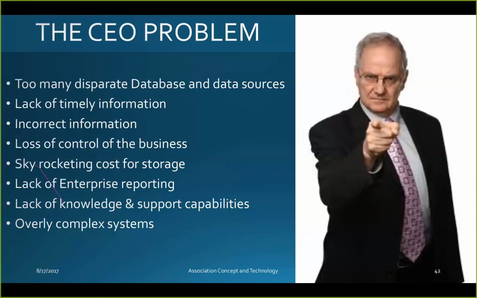Second part is the incorrect information. We know data is entered from multiple locations, and that information is never the same. First name is spelled wrong, last name is spelled wrong, the wrong date of birth, and the list goes on and on. What this really amounts to, the top three, is a loss of control of the business over time. If you're running a print shop, that's not a problem. But if you're running GE and you have 300 divisions, it's a problem.